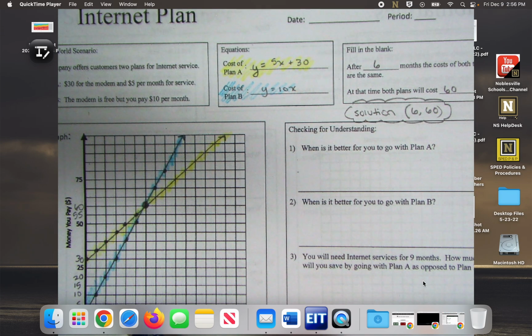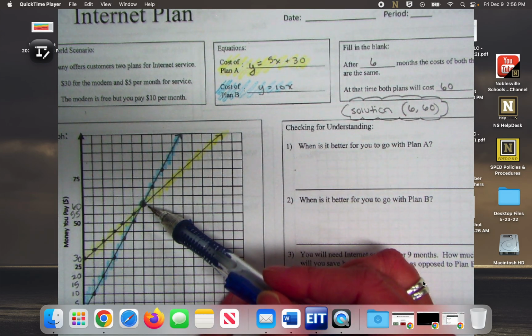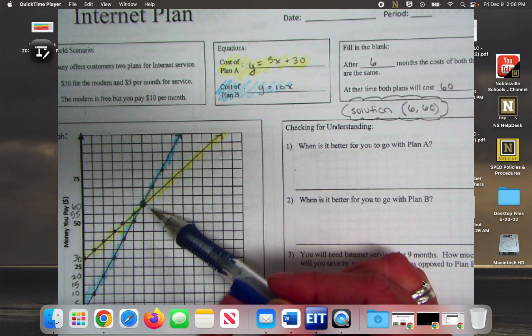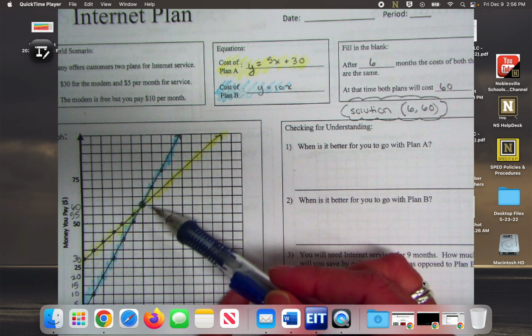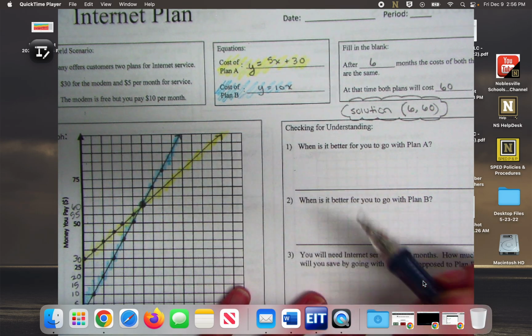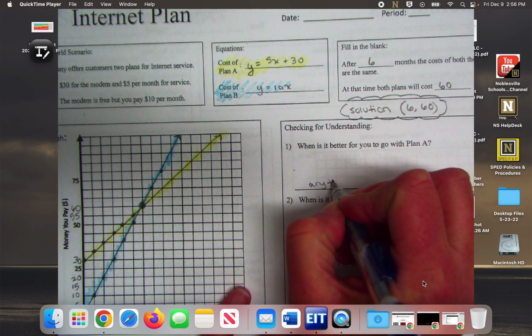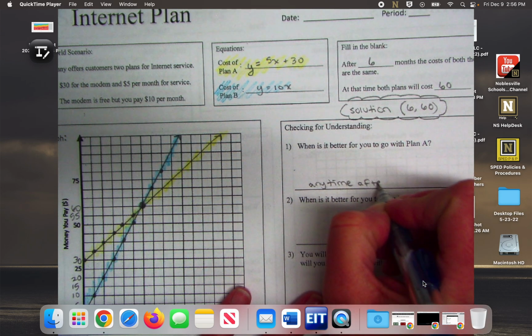When is it better to use plan A? Mason? Why? Because the blue one costs more money. Yeah. After the 6 months, the yellow one is cheaper, right? You've caught up, you overcame that price of the $30, and now you're spending half each month to keep the plan. So anytime after 6 months.